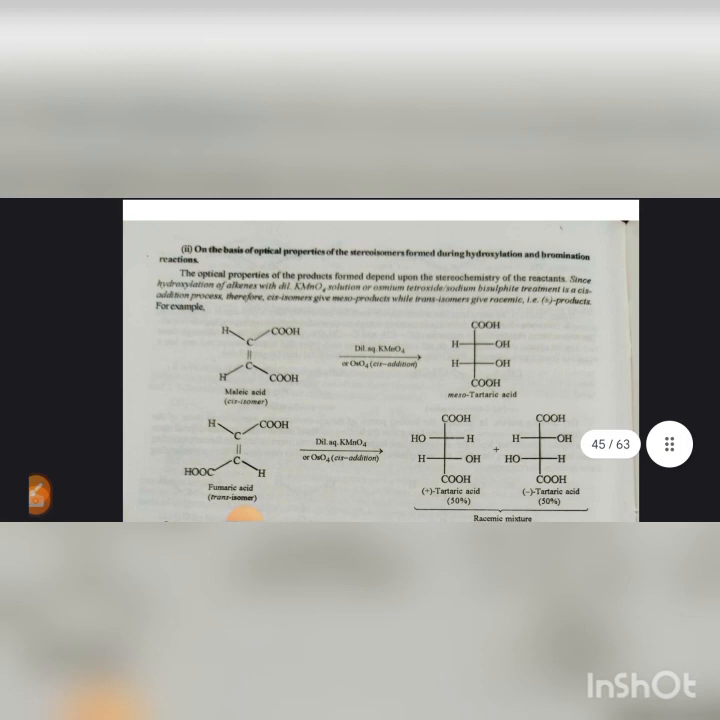Second, on the basis of optical properties of the stereoisomers formed during hydroxylation and bromination reactions. The optical properties of the products formed depend upon the stereochemistry of the reactions. Since hydroxylation of alkenes with dilute KMnO4 solution or osmium tetroxide followed by sodium bisulfite treatment is a cis addition process, therefore, cis isomers give meso products while the trans isomers will give racemic products.